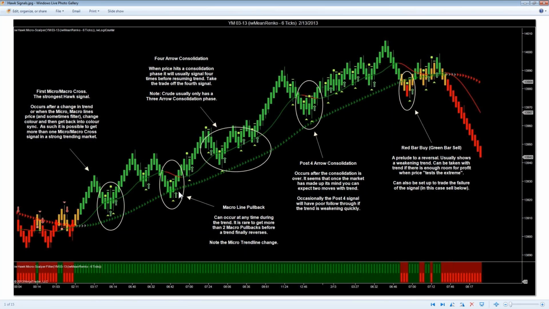The macro pullback signal is very similar. Everything is in sync except the micro line. The micro line goes out of sync. Then we have what we call a 4-arrow consolidation, where the market is moving sideways or pulling against the dominant trend for 4 signals, and we take that 4th signal. Then we have a post 4-arrow consolidation or another macro pullback. It depends on how you want to view this one. And then we are looking for our red bar buy, or the downtrend version, which is called the green bar sell. And this one can be either taken with trend or traded counter trend. So you have an option there.